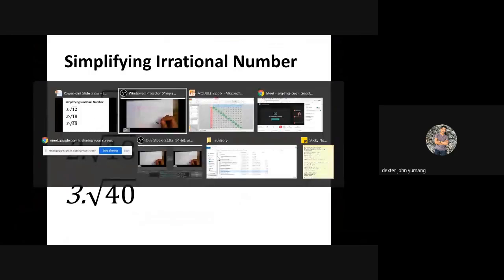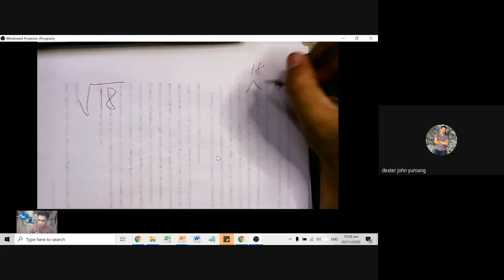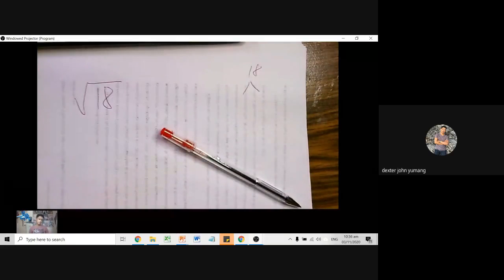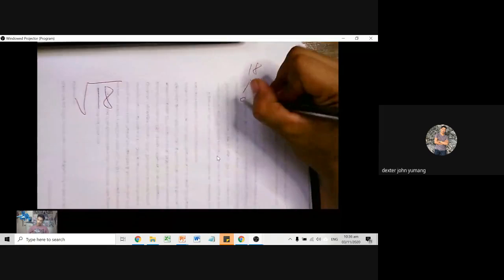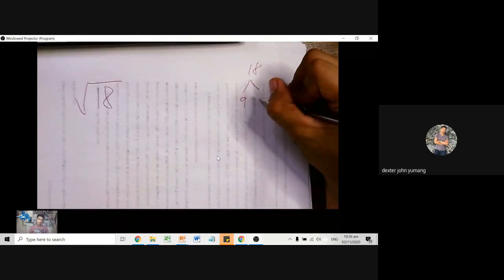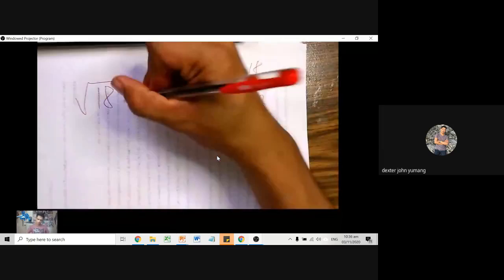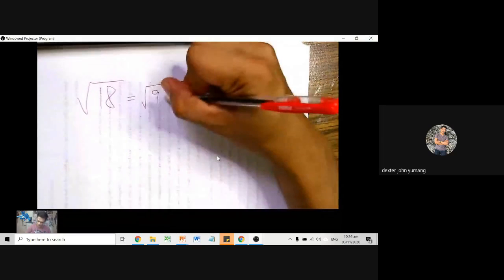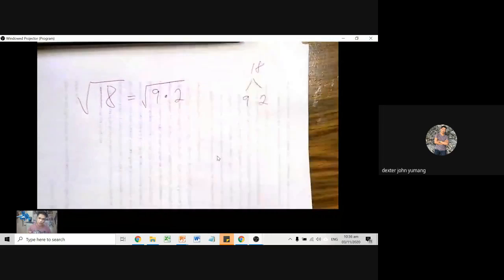Sige daw, kayo daw muna. Tignan natin kung ano sagot nyo. Sa 18, ano po yung numbers na dalawa? 9, sir. 9 at saka 4 ano? Po, 2, sir. 9 at saka 2. Sige na, go. Sulat nyo na siya, 9 and 2. Tingnan natin kung ano yung final answer nyo.